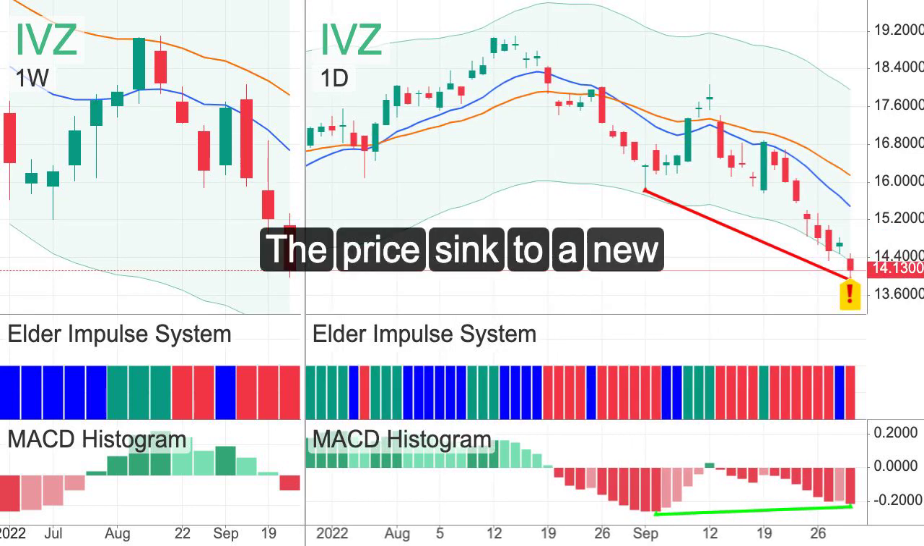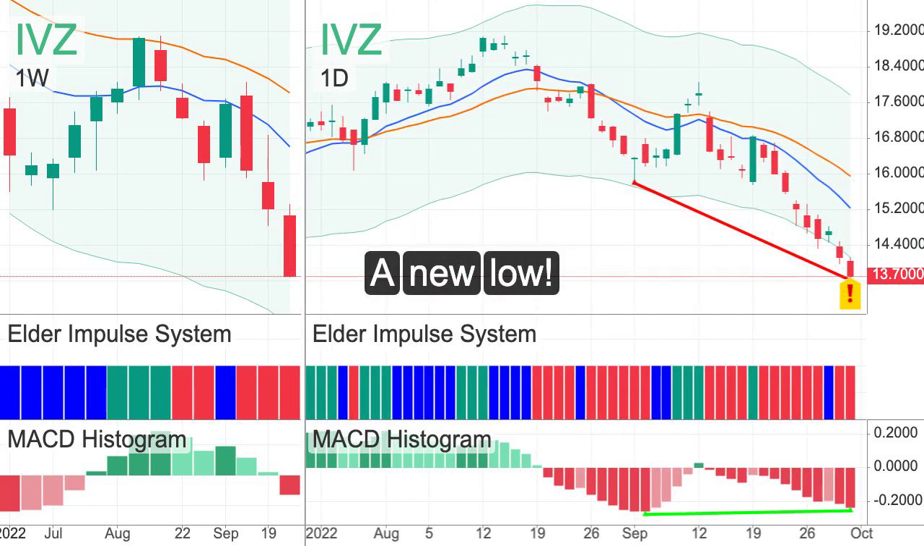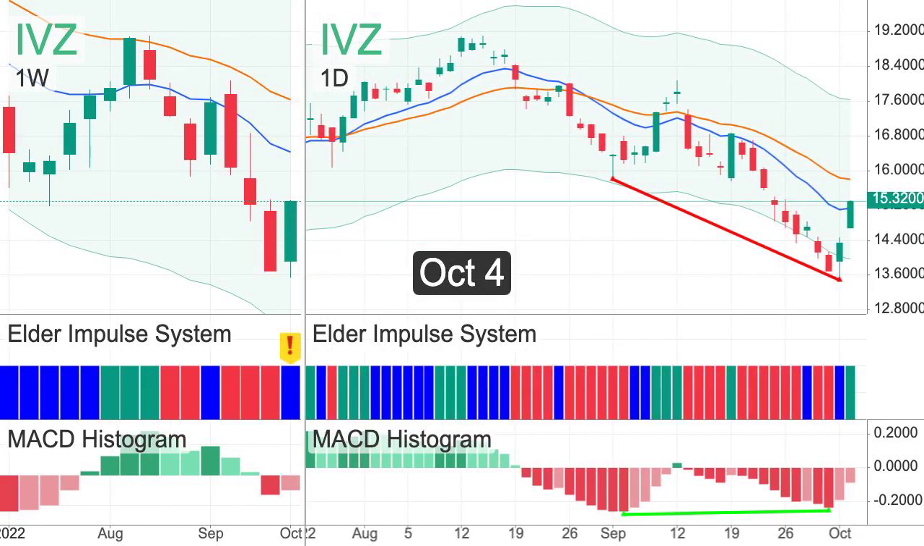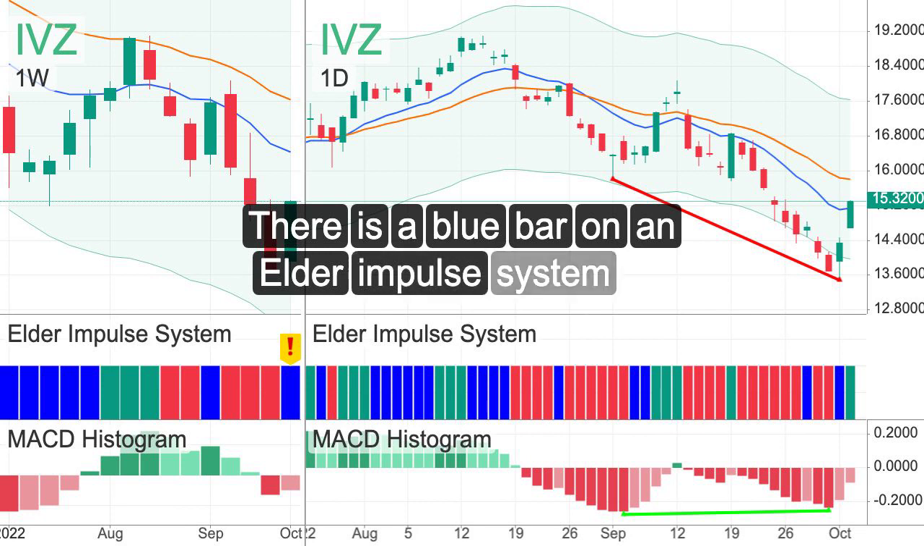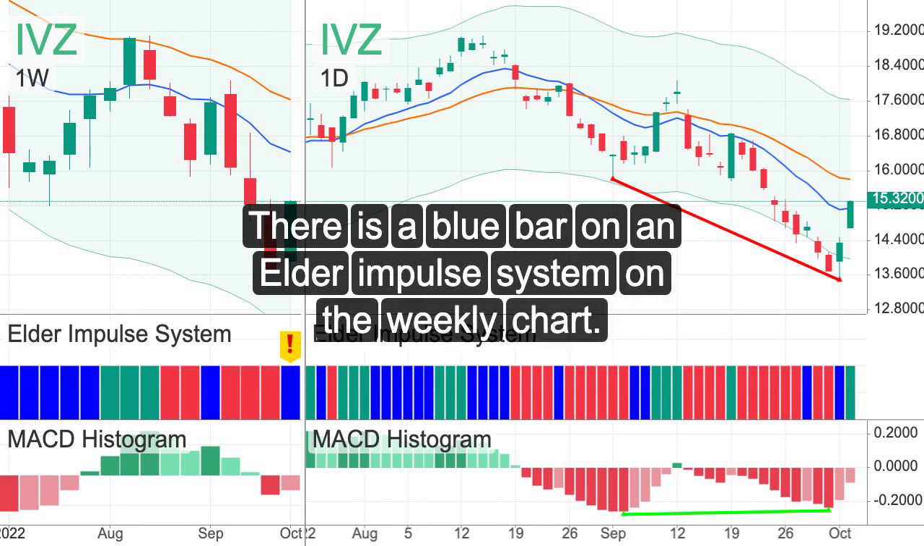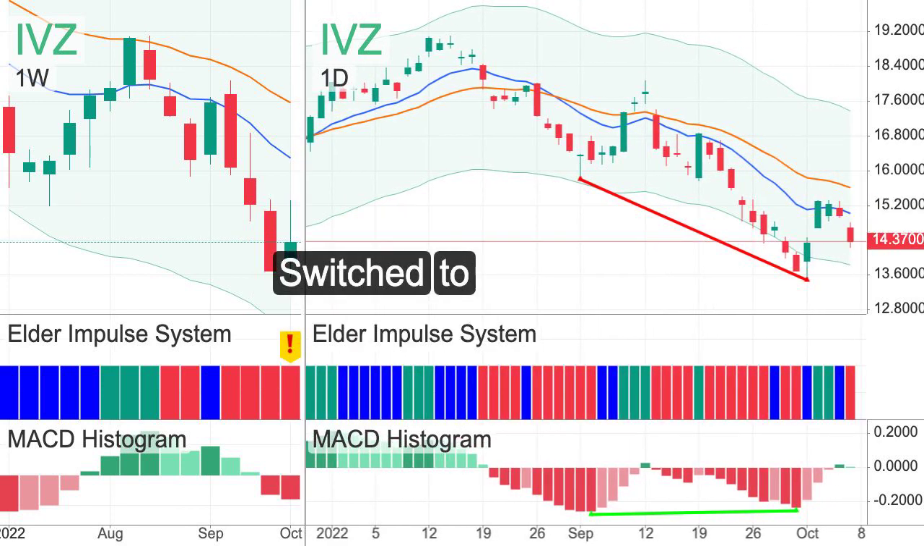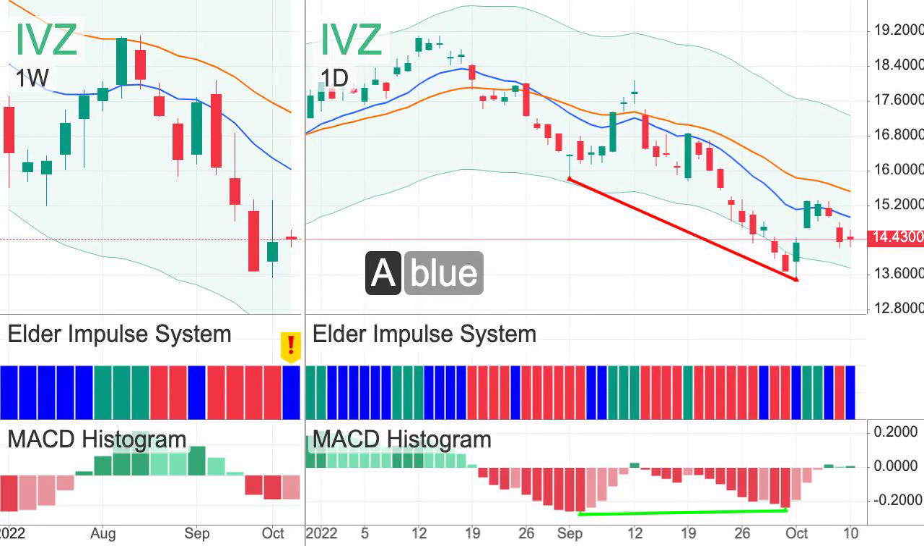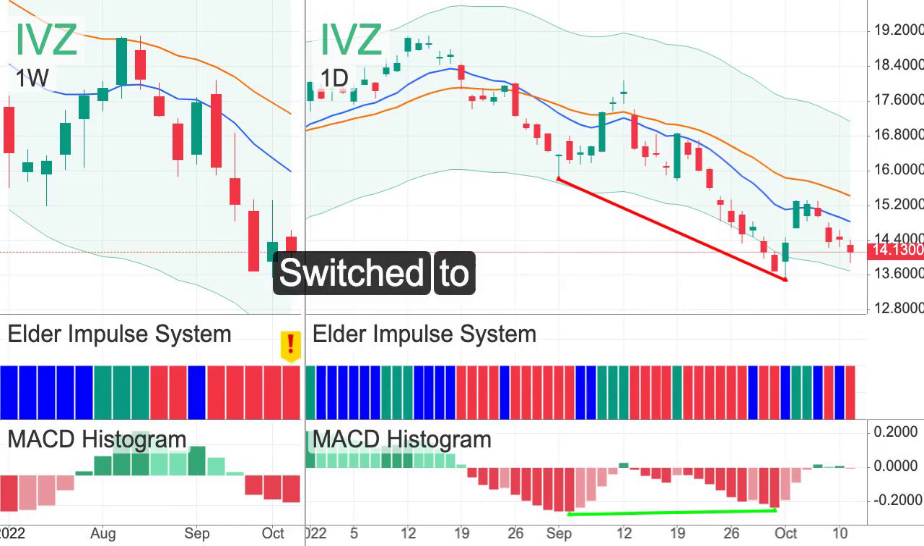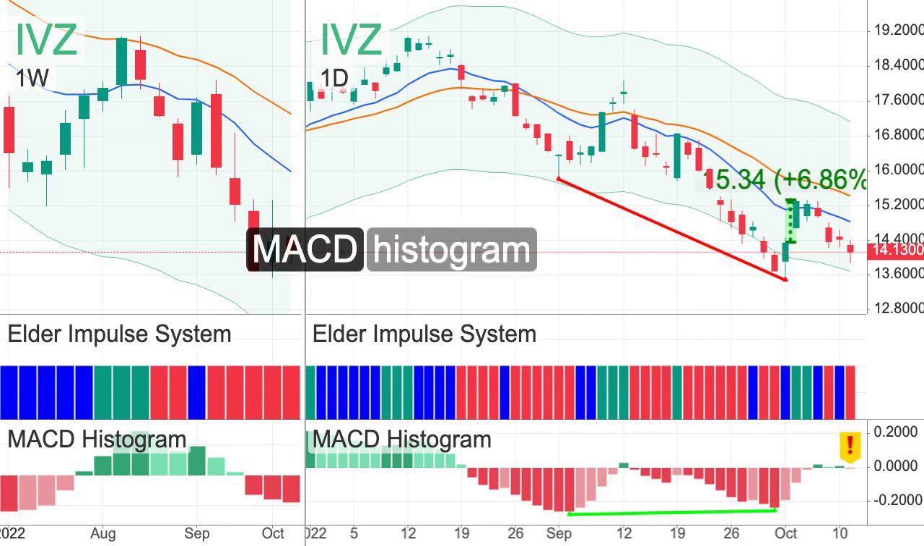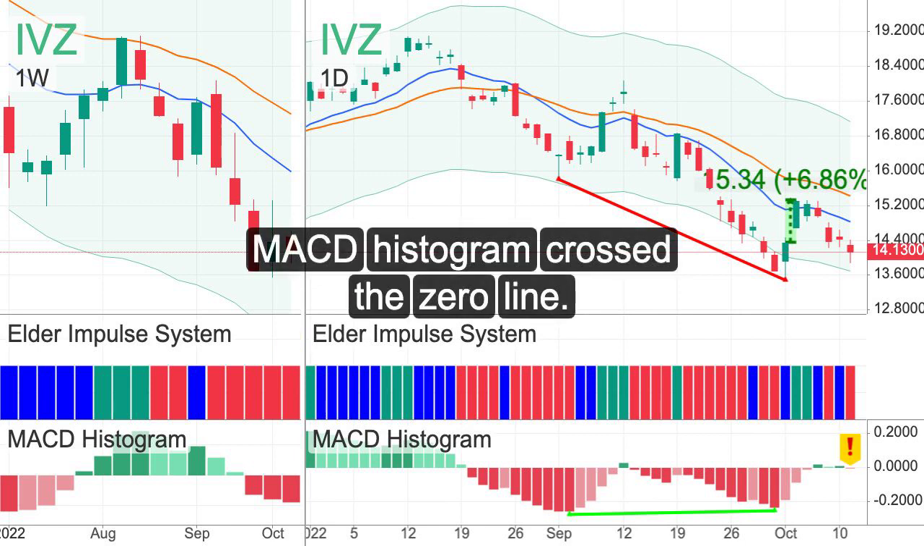The price sank to a new low. There is a blue bar on an Elder impulse system on the weekly chart. Switch to a red bar. MACD histogram crossed the zero line.